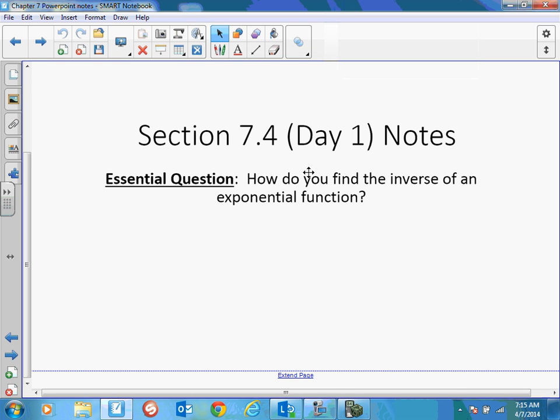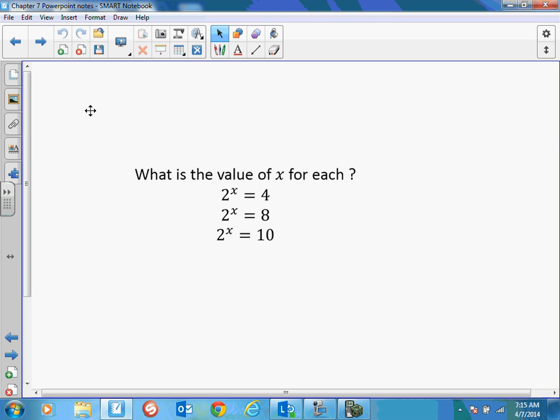Section 7.4, day one notes. Essential question: how do you find an inverse of an exponential function? Okay, we're going to start talking about logarithms. They give you some examples to kind of get you started on this, some easy ones, some difficult ones.